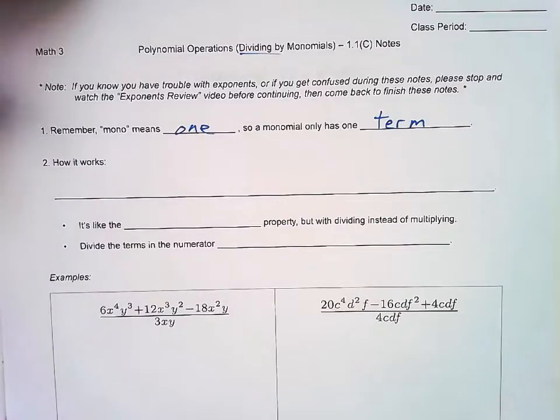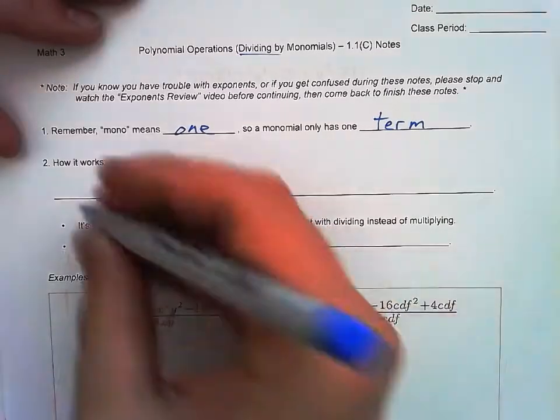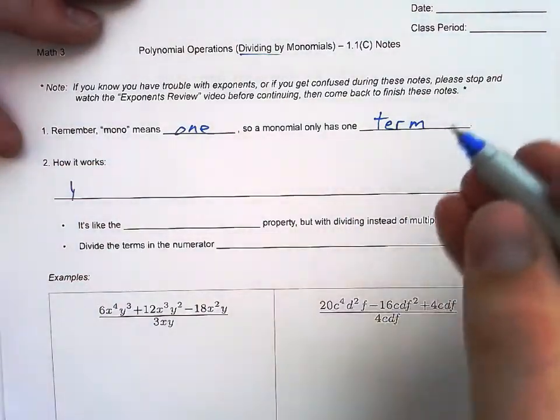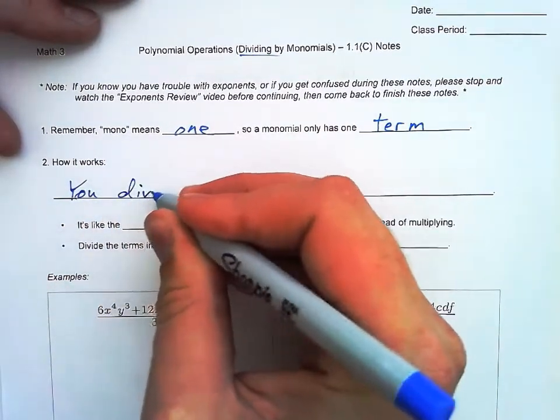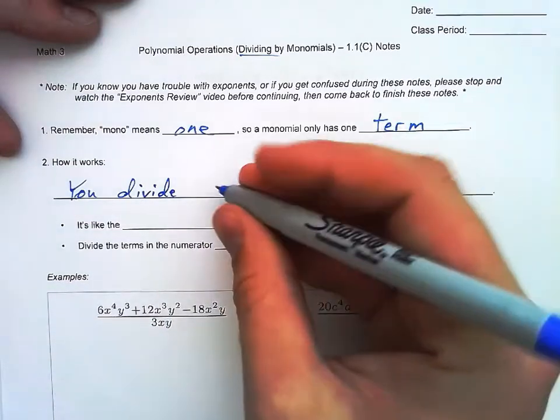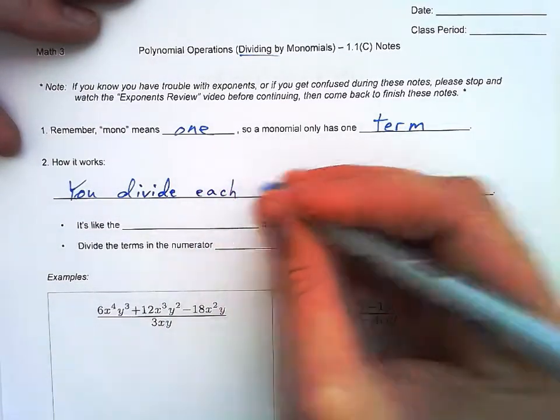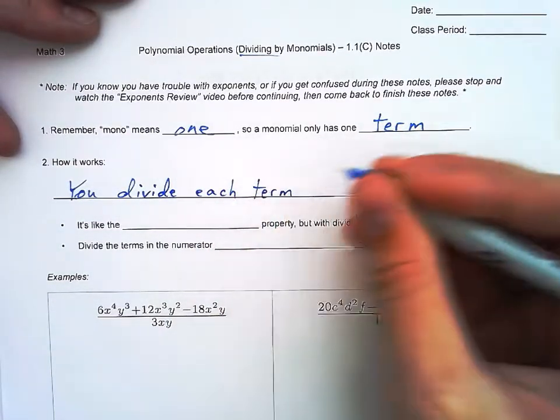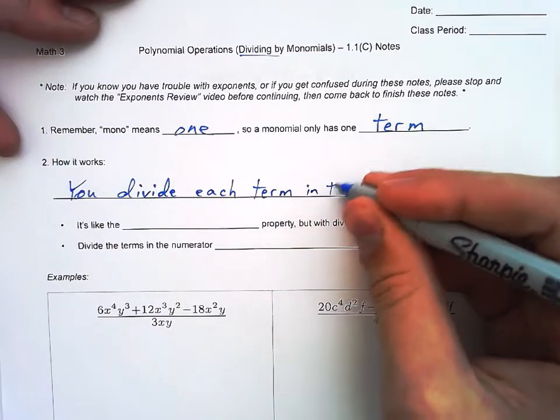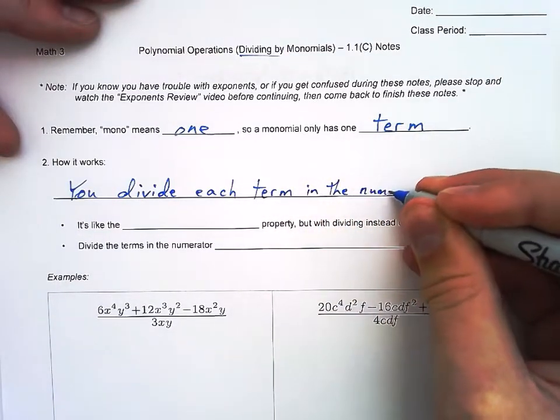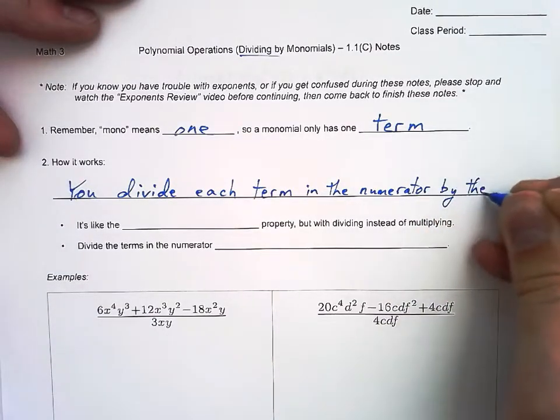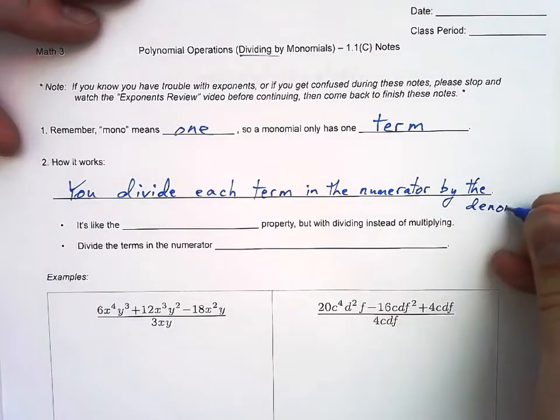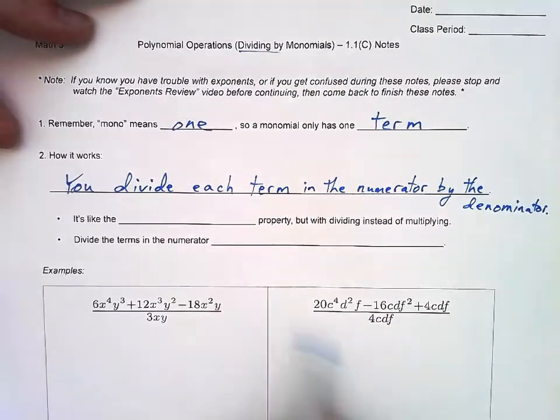So how it works is you divide each term in the numerator by the denominator. Okay, I'll show you with these two in a second.